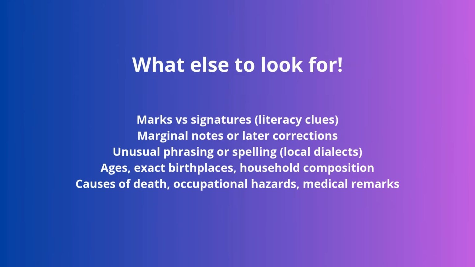Other things to look for include marks and signatures. Sometimes they give literacy clues, such as when there's an X on a marriage certificate indicating that either the bride or groom was illiterate and unable to write or sign.